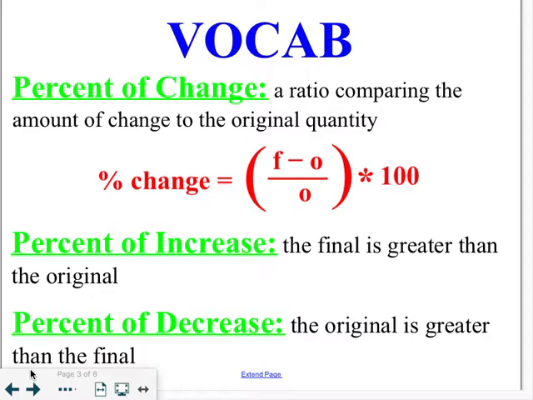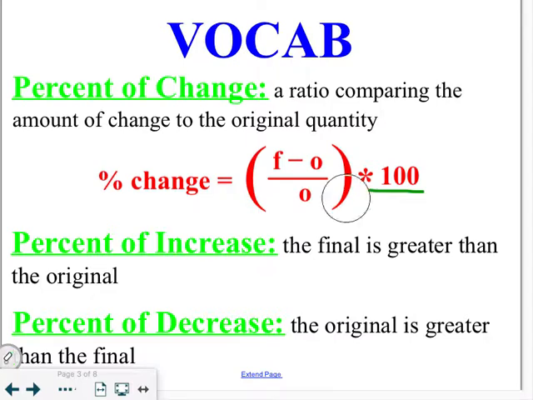Your equation for this is percent of change is equal to final value minus the original value divided by the original value times 100. Breaking this down a little bit to explain, this top value, the numerator part, that is the amount of change. You're taking what you ended up with and subtracting what you started with. The bottom part is dividing it by the original. That's how we create that ratio comparing to the original. Then we have the multiplication by 100, which turns it into a percent answer.